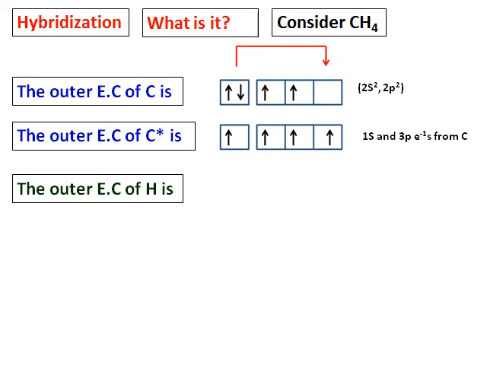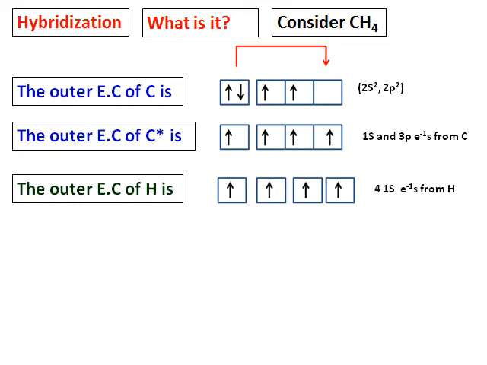And the other element, hydrogen: the outer electronic configuration of hydrogen has one s electron each. So I will have four 1s electrons from hydrogen as shown over there. Now the bonding has to take place between carbon and hydrogen. So how will it happen? One electron from hydrogen will overlap with one of the electrons in carbon. The same thing happens with the p electrons of carbon overlapping with the s electron of hydrogen.